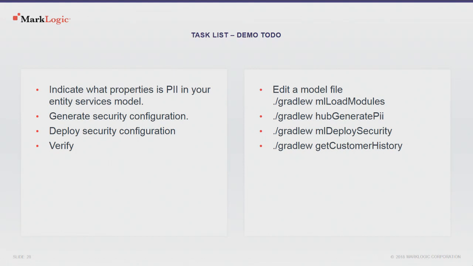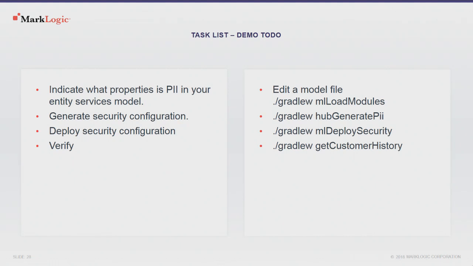I'm going to actually use Quick Start today. When I originally started, I used just an editor to do PII, but you'll get to see Quick Start do it today. I'm going to indicate which property is PII. And then Quick Start actually generates that security configuration for me. An alternate is to use these Gradle commands to do so, but I'm going to skip those first two. But after I've created the security configuration, I'll go ahead and deploy it to the server and then verify what I've done.